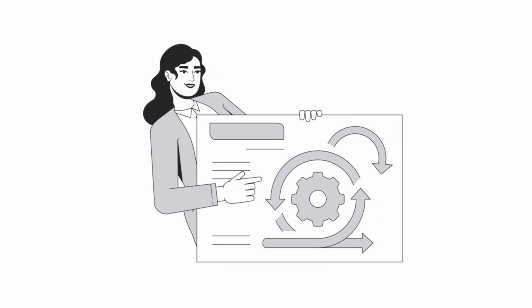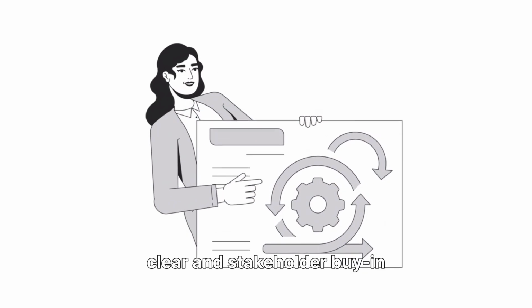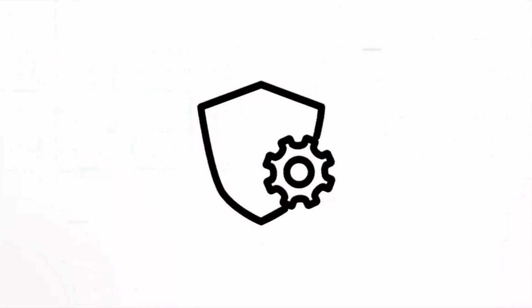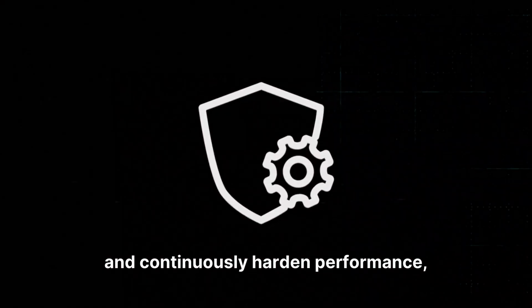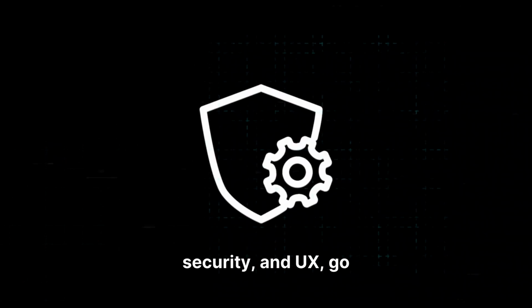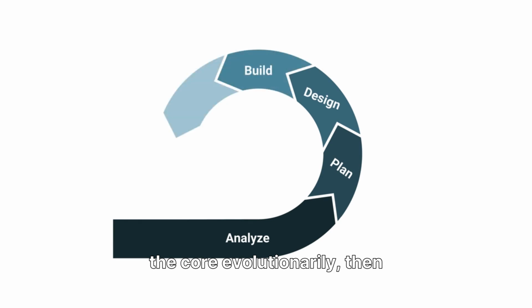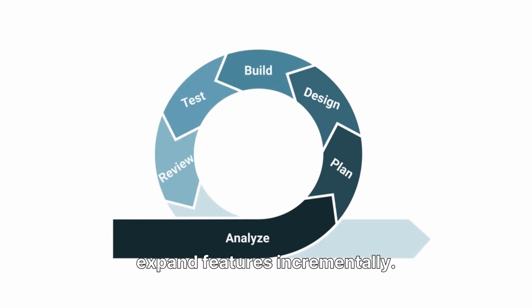How to choose. When feature boundaries are clear and stakeholder buy-in needs gradual rollout, pick incremental. When you must stand up the core quickly and continuously harden performance, security, and UX, go evolutionary. In reality, hybridize: establish the core evolutionarily, then expand features incrementally.